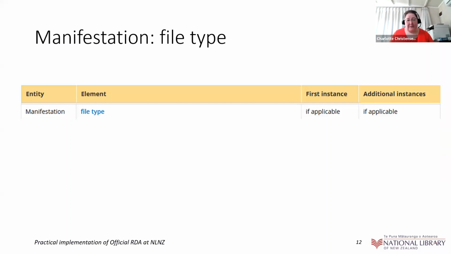The first element I will demonstrate is manifestation file type. The map tells me that this is an element I should consider for the description of my resource. I'm told I should record it if it's applicable, and that it's possible to record more than one value. Let's transfer to the live toolkit and follow this through.